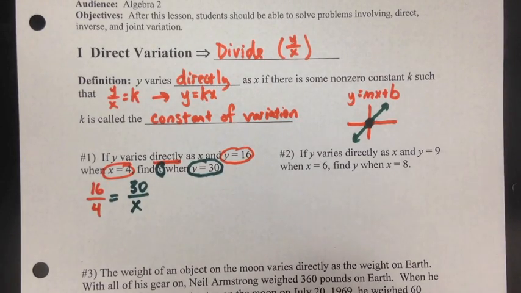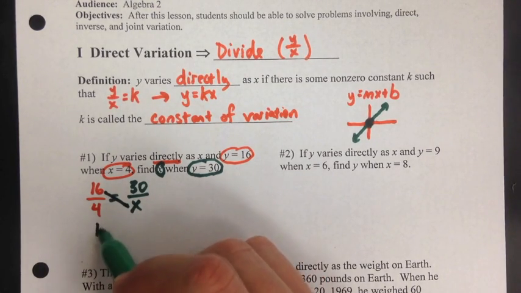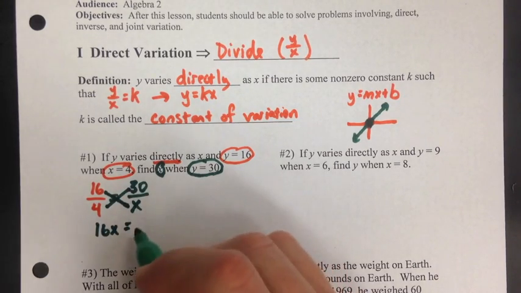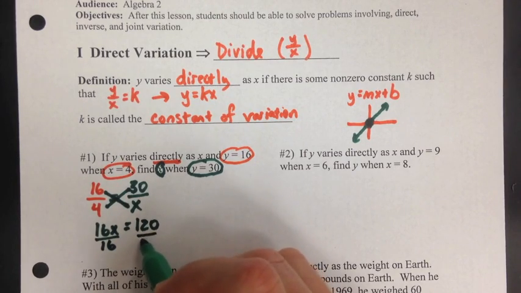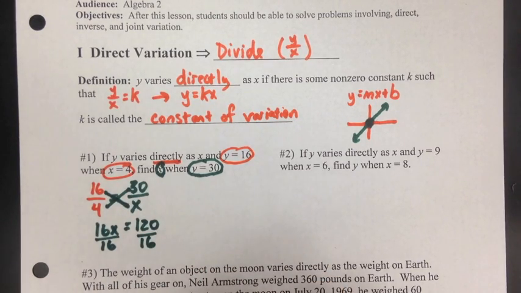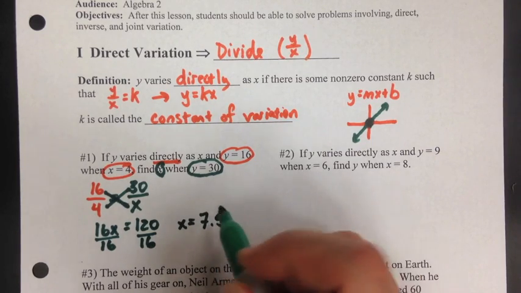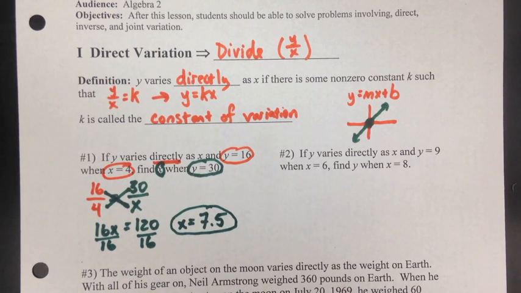So what we're doing is we're making a proportion. To solve that, we can cross multiply. So 16 times x equals 4 times 30, which is 120. And then we solve it. We divide by 16, and what we'll get out of this is a decimal. We get x equals 7.5. And that's it. That's the answer. So you can find values with direct variation.